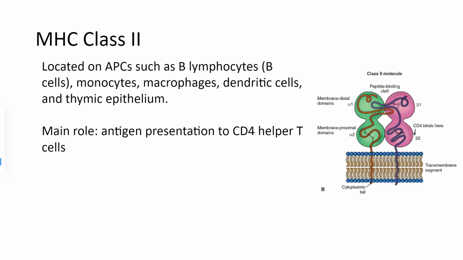So now going on to MHC class 2. MHC class 2 is located predominantly on your antigen presenting cells such as B cells, monocytes, macrophages, dendritic cells, and thymic epithelium. Thymic is referring to the thymus. That's that big organ in your chest that shrinks as you age.